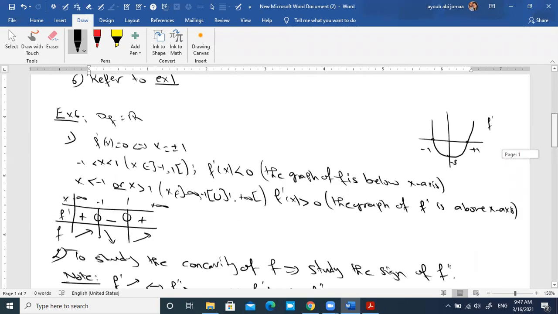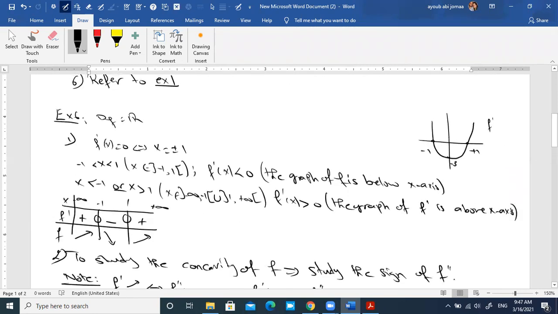Let's see. What can you say about the variations of f prime? The variations of the derivative. How do the variations come out for us? The variations: increasing, decreasing.